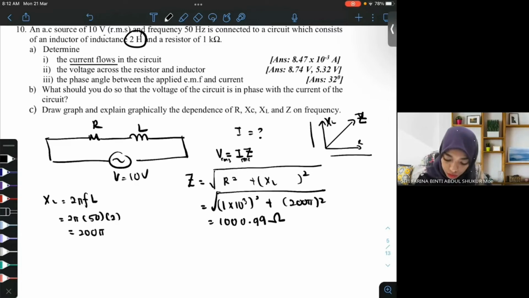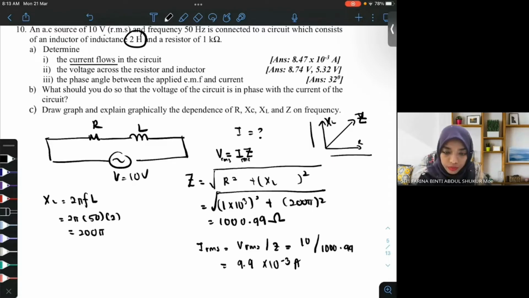Okay. And then now we can find our IRMS. VRMS over Z. VRMS adalah 10 bahagi dengan 1099. And divide answer, we should get 9.9. Okay, kenapa tak sama? Darab 10 kuasa negatif 3. Saya ada salah kira ke? 200 shift pi square campur dengan 1 eksponen 3 square root. Oh, sini saya salah. Saya pun tak tahu kenapa. Dia adalah 1181.00.